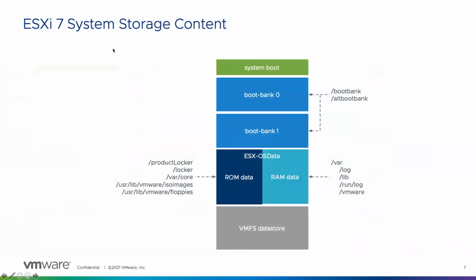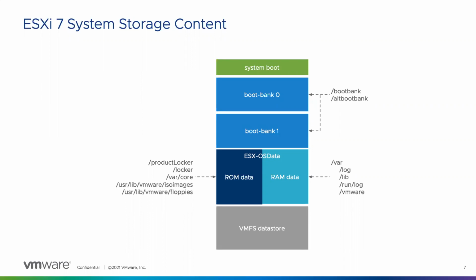Let's talk about some of the system storage content that is stored on each of these partitions. System boot partition, again, is a 100 MB fixed partition. This is basically the bootloader which initiates the boot sequence and all of those things. The boot bank partition has two symlinks, the boot bank and the alternate boot bank. The boot bank partition, as I've said, is storing all of the VIBs that you install on the ESXi host. You can categorize these VIBs into core VIBs and solution specific VIBs.